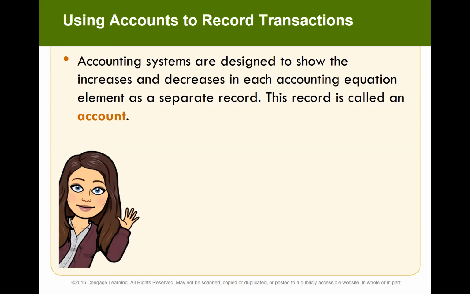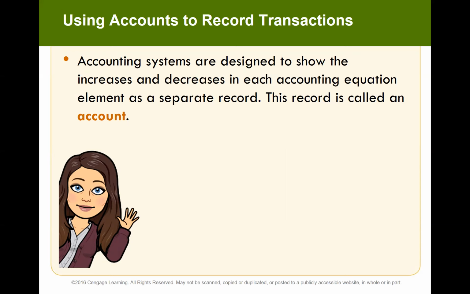The accounting systems are designed to show the increases and the decreases in each accounting equation element. Again, remember, the accounting equation is assets equals liabilities plus owner's equity. Each account is either increasing or decreasing your assets, your liabilities, or your owner's equity. And that's what the transactions do. You're recording increases and decreases. Each element of the accounting equation is an account, so you have asset accounts, liability accounts, and owner equity accounts.